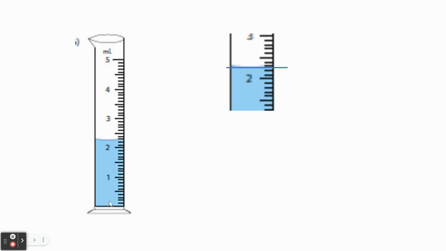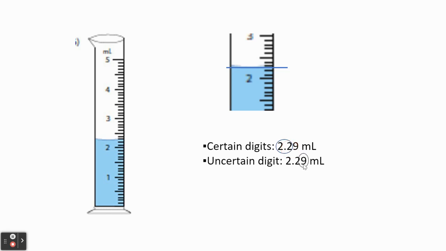Okay, one more example. We've got a graduated cylinder. We've got markings for every 1 milliliter. And then we've got markings for every tenth of a milliliter. So when we go to make our measurements, the 2.2, those are the certain digits. It's somewhere between 2.2 and 2.3 milliliters. The 9 is our estimated or our uncertain digit of where we think that measurement is between 2.2 and 2.3 milliliters.